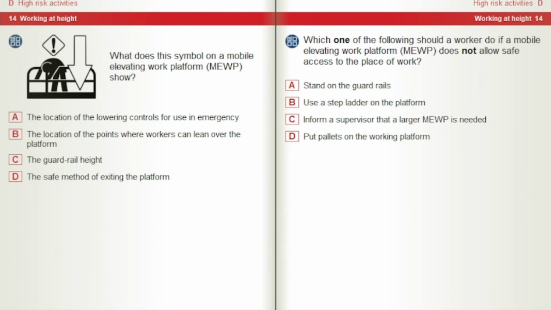What does this symbol on a mobile elevating work platform, MEWP, show? The location of the lowering controls for use in emergency. The location of the points where workers can lean over the platform. The guardrail height. The safe method of exiting the platform.